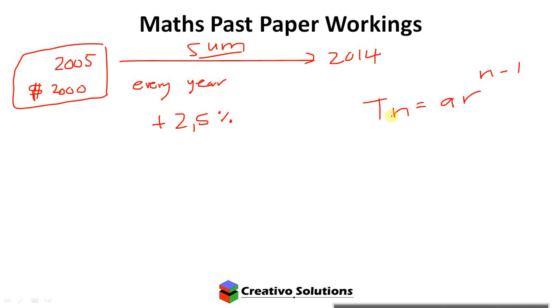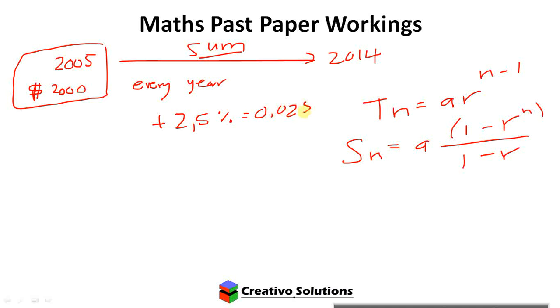And then you've got the other formula. Is this on the formula sheet? Yeah. Okay, then you don't have to study it, just use it. a bracket 1 minus r to the n over 1 minus r. So that's what you've got in terms of the geometric formulas. And we're obviously looking at what's happening every year. So what is happening every year? It's increasing by how much? 2.5%. What is 2.5% as a decimal? 0.025.